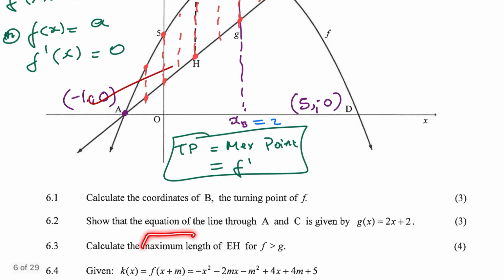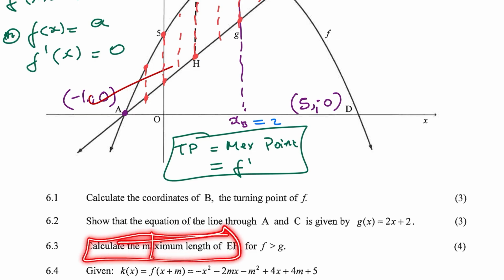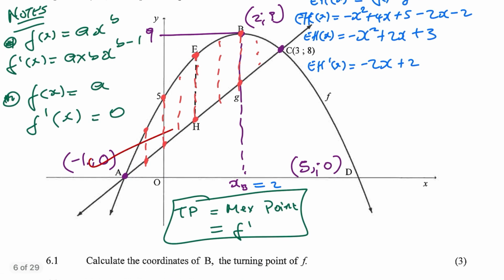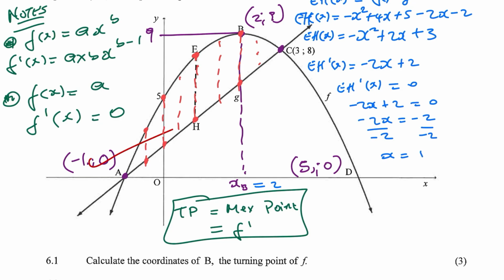And here they're asking us, what is the maximum length of EH? So they're trying to get us to find the maximum length of EH. So we need to find the first derivative of EH, because that's the maximum point, right? So let's go. The first derivative of this is going to be negative 2x plus 2. Now, we have to equate this to 0 to find the x value. So you're going to have negative 2x plus 2 is equal to 0. Negative 2x is equal to minus 2, divided by negative 2 on both sides, and x is equal to 1.